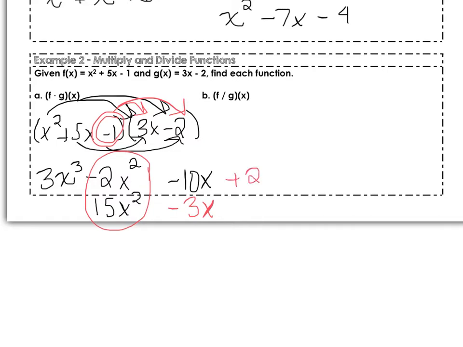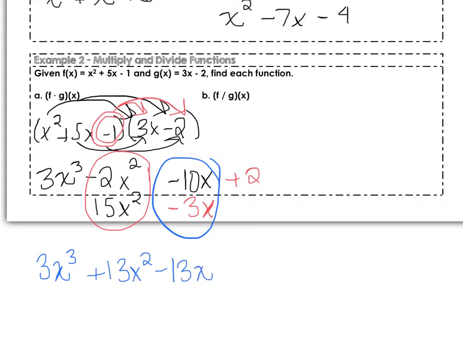So my final answer, 3x cubed, negative 2x squared, and a 15x squared will combine to become a 13x squared. A negative 10x and a negative 3x create a negative 13x. And lastly, we have the positive 2, and here is our multiplication.